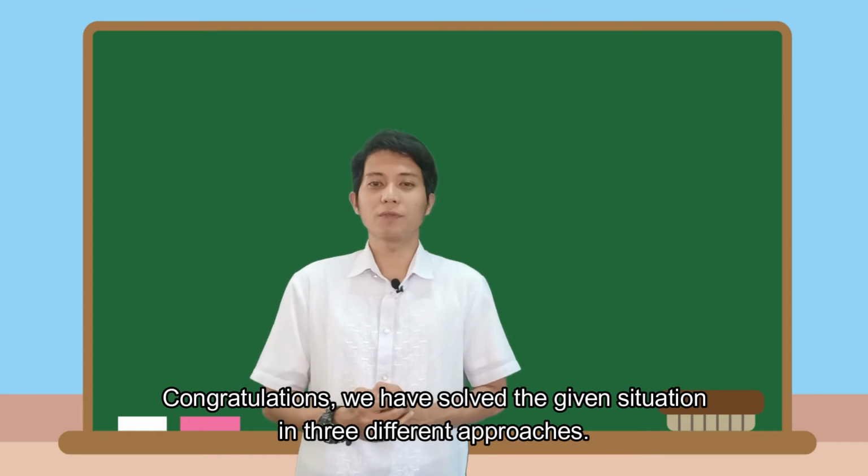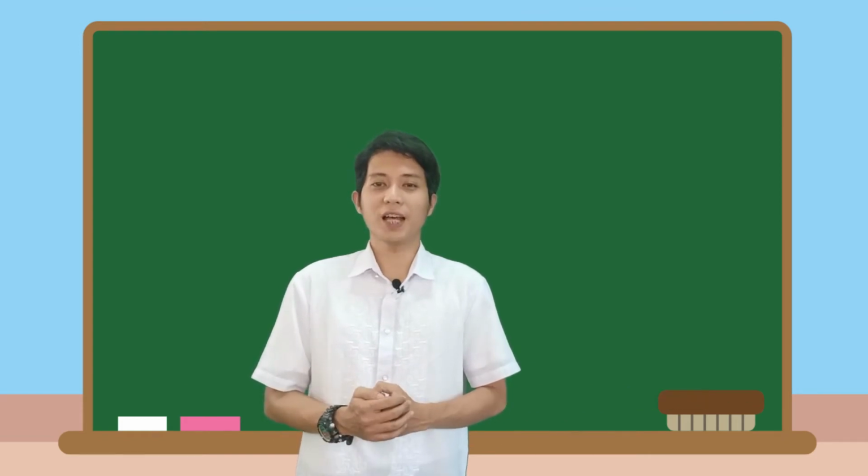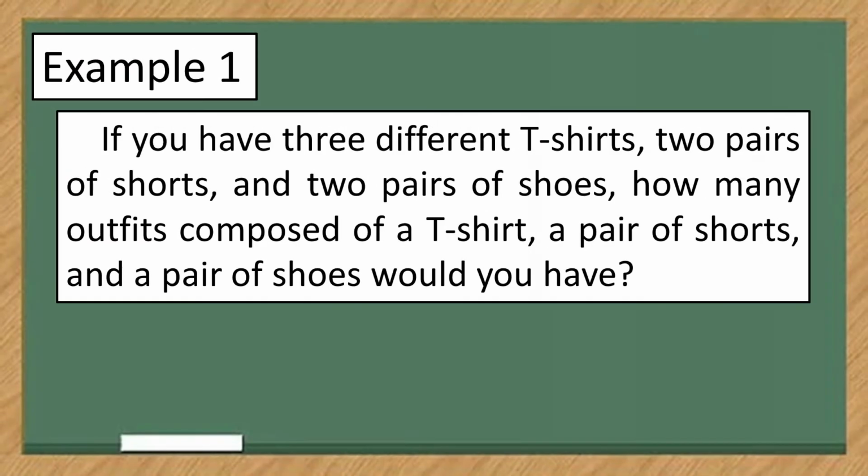Congratulations! We have solved the given situation in 3 different approaches. Let us have some more examples. Example number 1. If you have 3 different t-shirts, 2 pairs of shorts, and 2 pairs of shoes, how many outfits composed of a t-shirt, a pair of shorts, and a pair of shoes would you have?